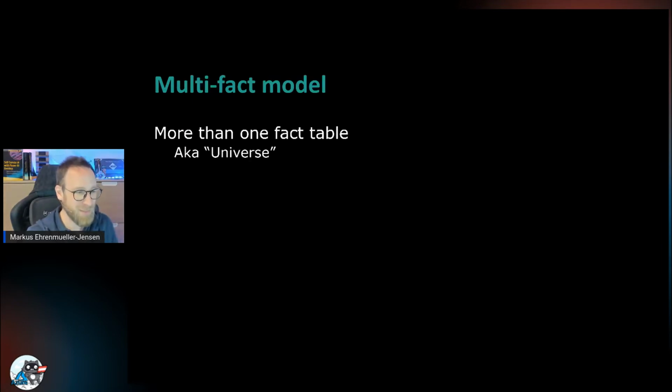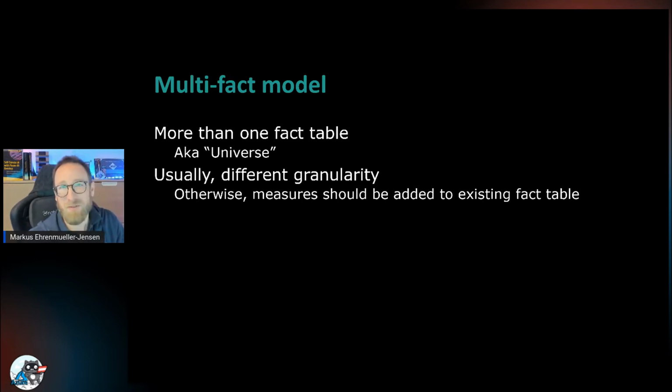So, multi-fact model. Multi-fact model means that we have more than one fact table, and some, as mentioned, call this a universe. I'm not referring to the Business Objects universe here, but to the fact that if there's more than one star, you could call this a universe. The reason why you have different fact tables is because the granularity is different. If the granularity of your transactions is the same, and with granularity I mean all the foreign keys to your dimension tables, if they are the same, then put everything in one table. If this is not the case, then we have to model this with two different tables.